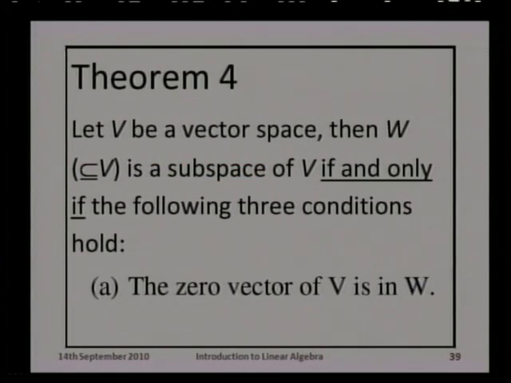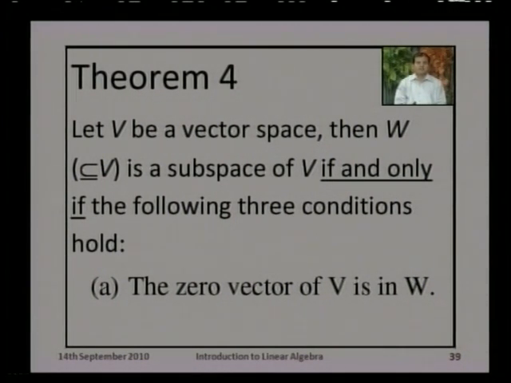So, when we say that W is a vector space, should we verify all 10 conditions? No, it is not necessary to verify all 10 conditions. Rather, we can restrict to just 3 simple conditions and we can be sure that W is a subspace. So, let V be a vector space and W a subset of V. It will be a subspace if and only if the following 3 conditions hold.